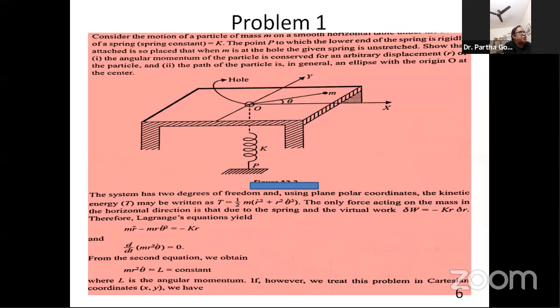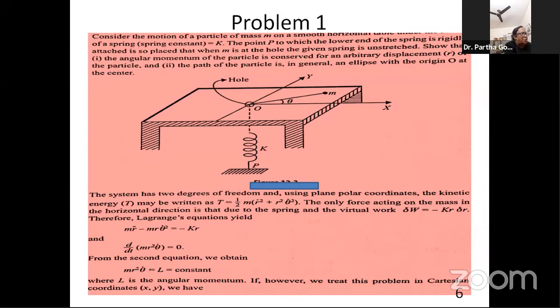Now this system, actually the moving body in the system is the mass m, and this has 2 degrees of freedom, because the mass is constrained to move on the surface of the table, so it has 2 degrees of freedom, r and theta. Kinetic energy can be written down easily as half m r dot square.